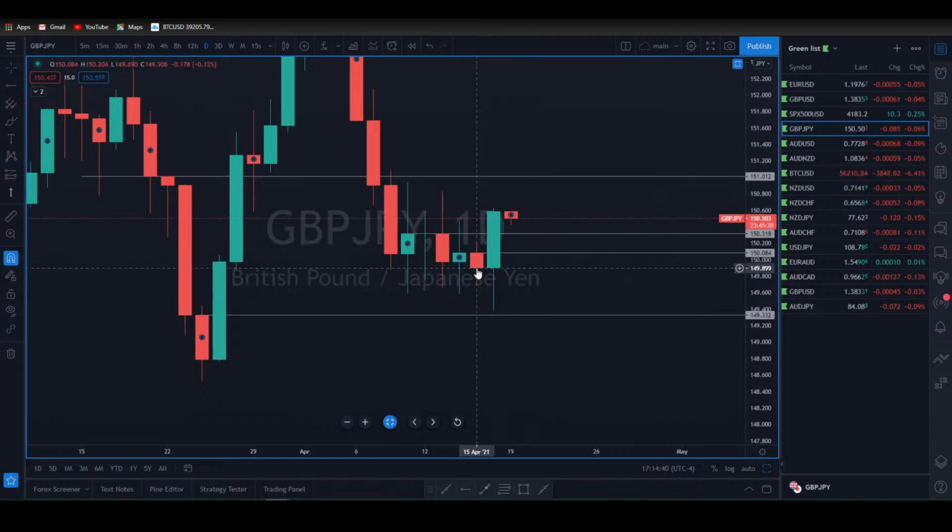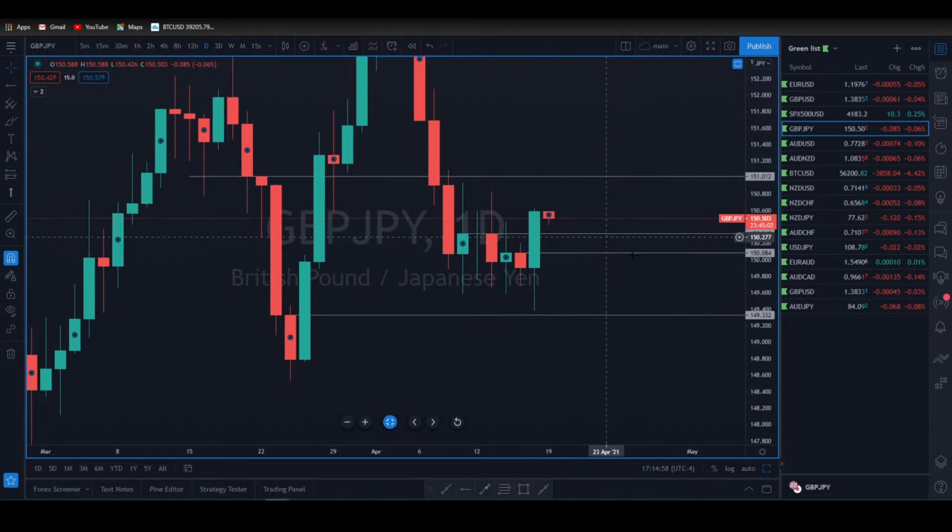I will no longer be looking for bullish entries on the pound yen if we do get a break and close below 1.49, or 149.899, which is this bearish close right here. All right, so either one of these two levels can hold in my book, and I will be targeting this weekly resistance level.